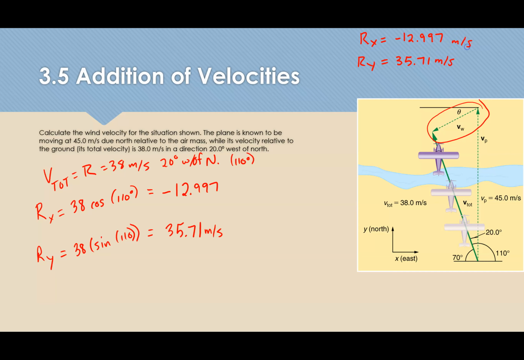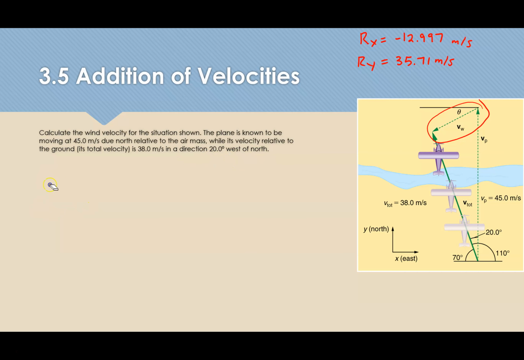Okay. All right, from here, I'm going to remind you that additionally, Rx should be equal to the sum of all of the x components. Same for Ry, should be equal to the sum of all the y components. Okay, now let's designate VW as B and then VP as A. Okay, just for consistency's sake, we need something to be A and something to be B.